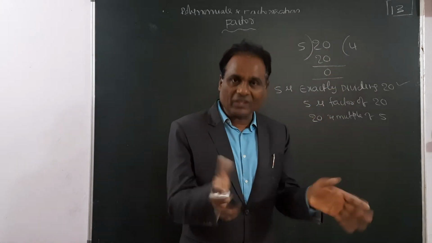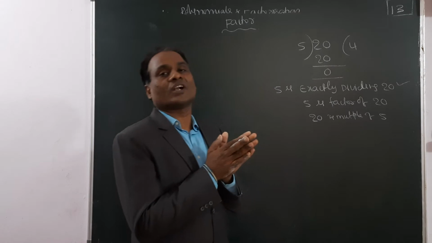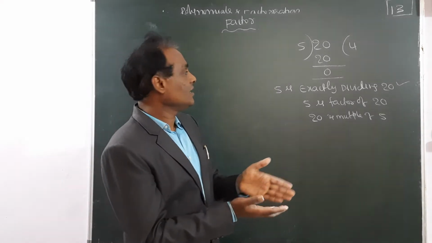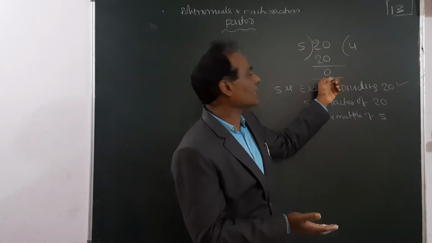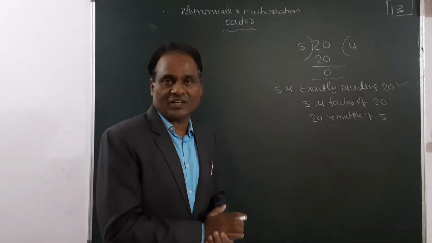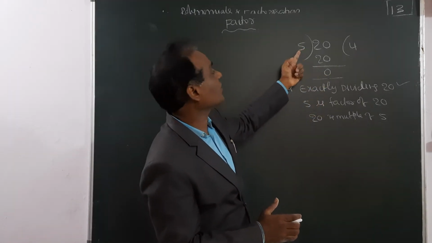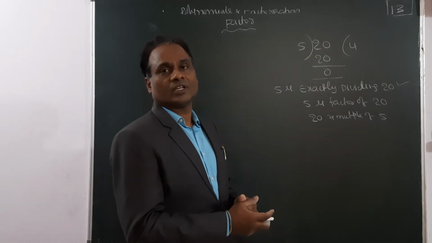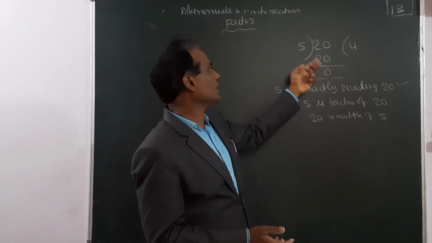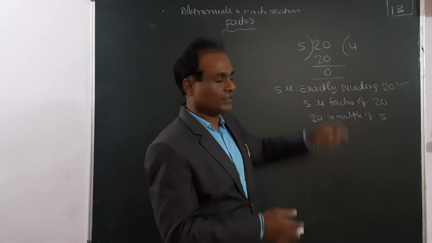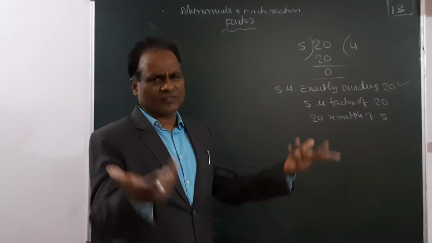That remainder should be 0. What is the meaning of exactly dividing? If you divide and the remainder is 0, we call it exactly dividing. So whenever the remainder is 0, we call that the divisor is a factor of the dividend. If the remainder is 0, then the divisor is the factor of the dividend. So that is a factor.